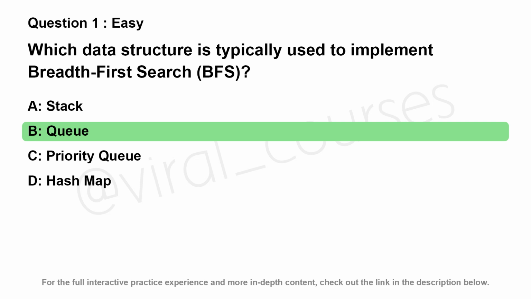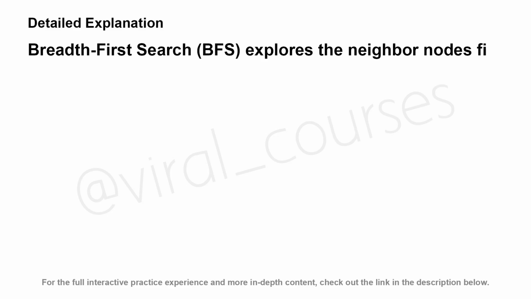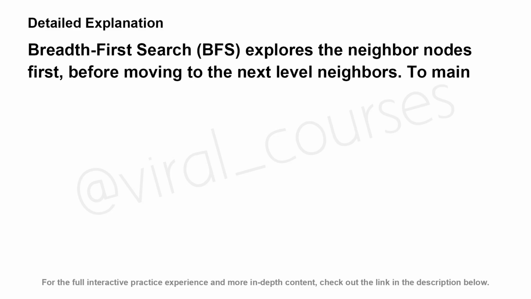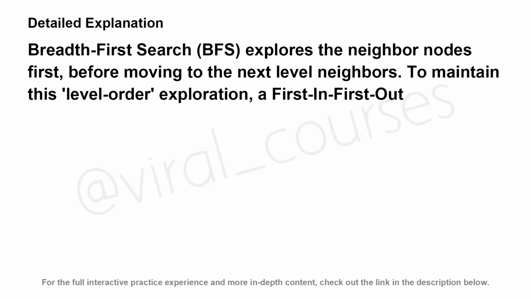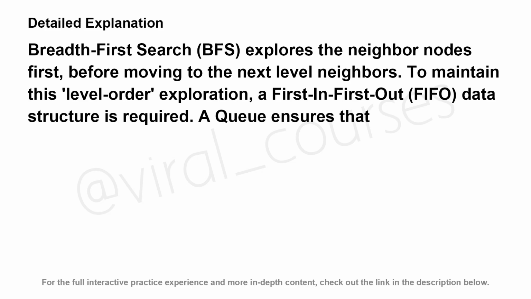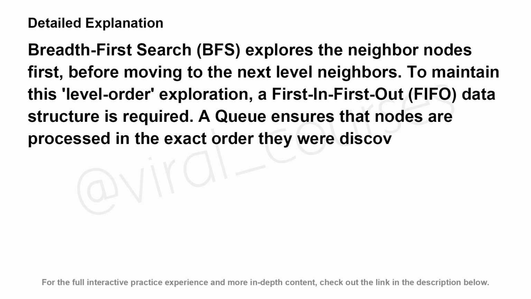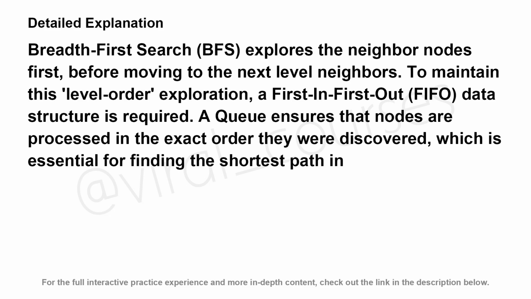The correct answer is B. Breadth-first search, BFS, explores the neighbor nodes first, before moving to the next level neighbors. To maintain this level order exploration, a first in first out, FIFO, data structure is required. A queue ensures that nodes are processed in the exact order they were discovered, which is essential for finding the shortest path in an unweighted graph.